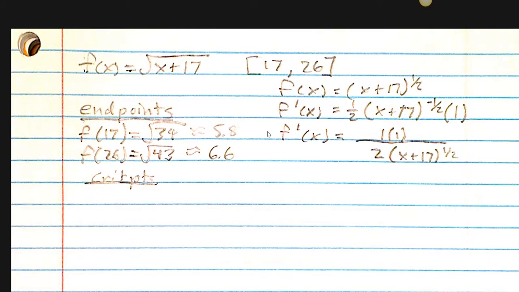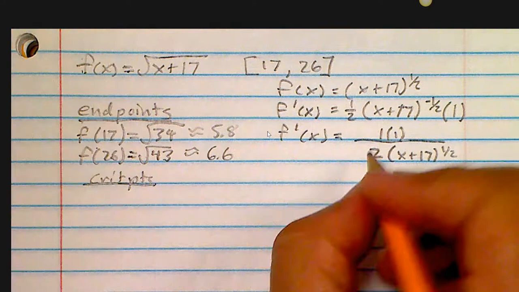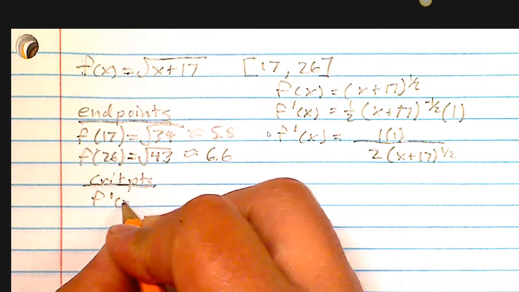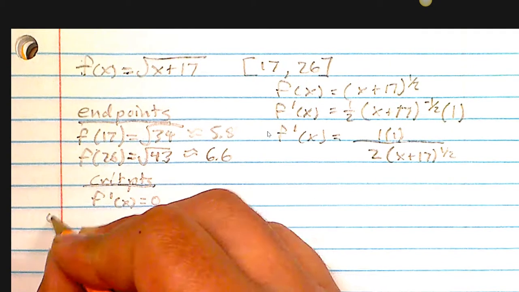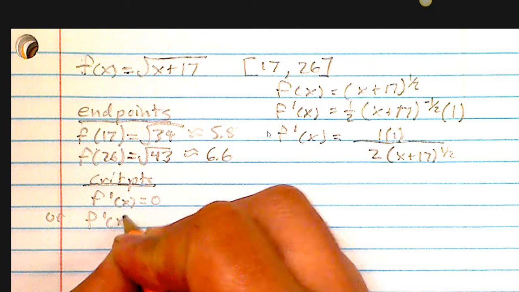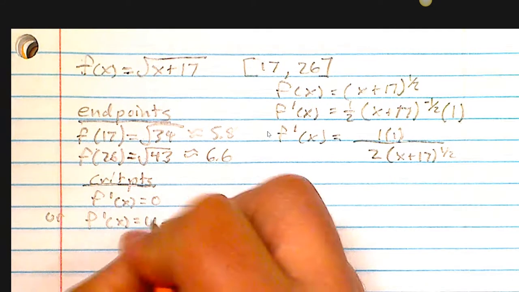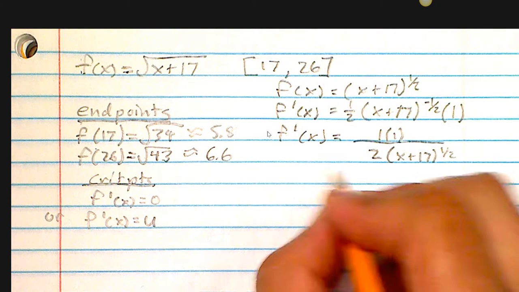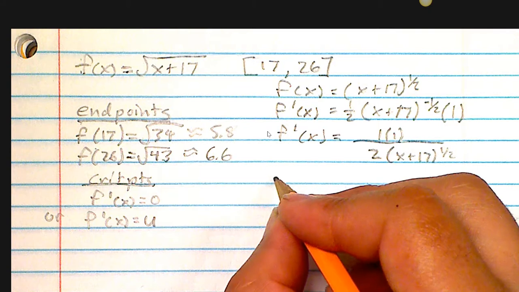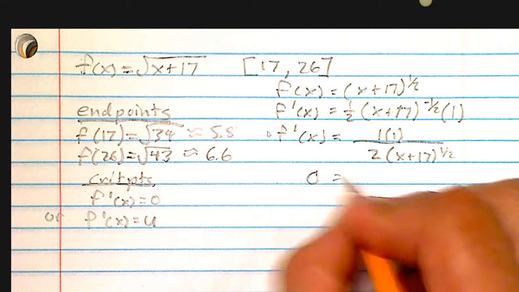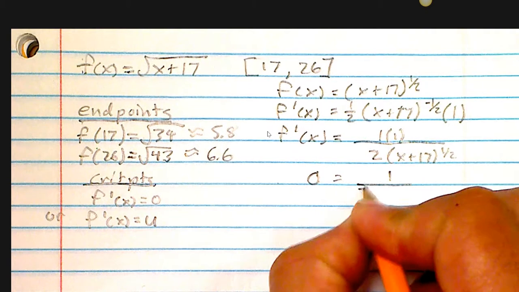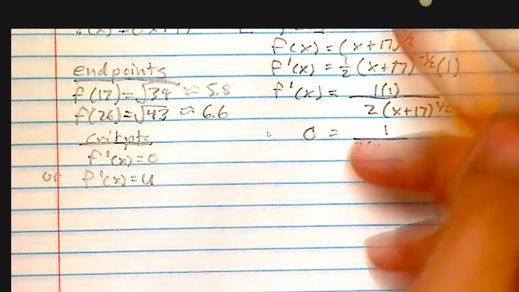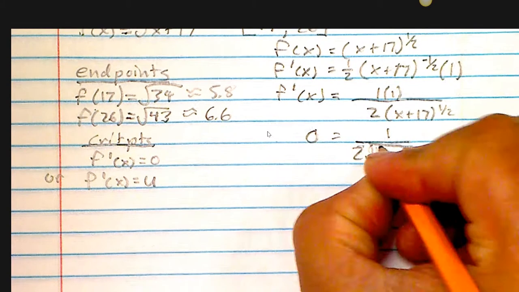Okay, so I've got to find out where this is equal to 0. Okay, critical points are where f prime of x equals 0, or f prime of x equals undefined. Okay, so right here f prime of x, let's set it equal to 0, see what we get. I'm going to rewrite this as a square root. Y'all are so used to square roots, so here we go. 2 square root of x plus 17, there we go.